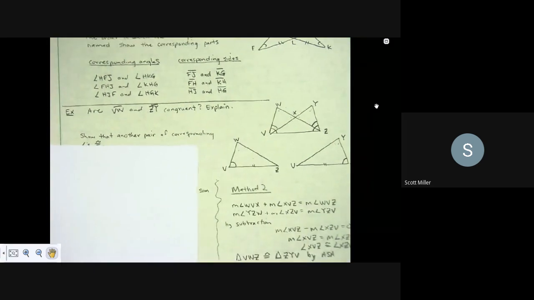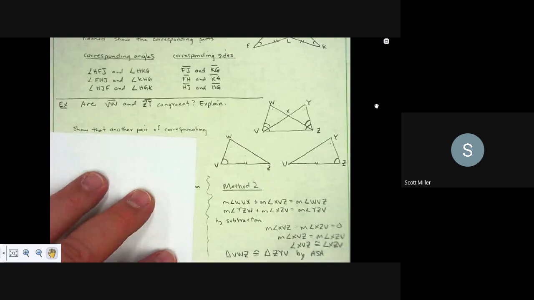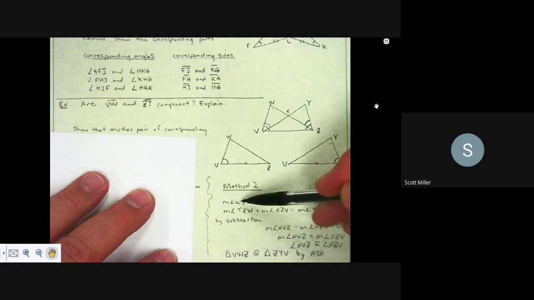Here's another method. Like I told you, there's always more than one way to do something. In this method, something very similar. So the whole thing here was trying to get to, follow the thing. So WVX, and that's this one over here. Okay. And XVZ.